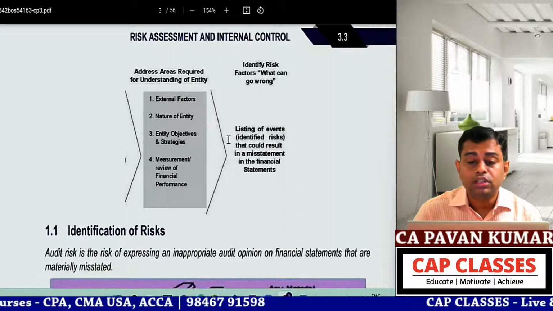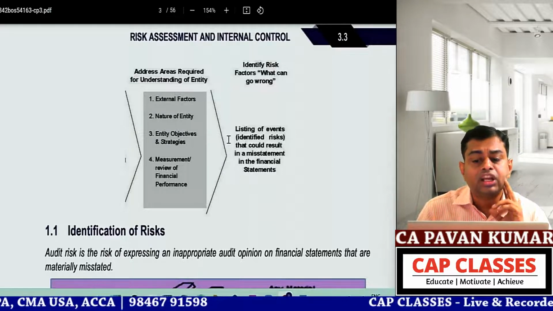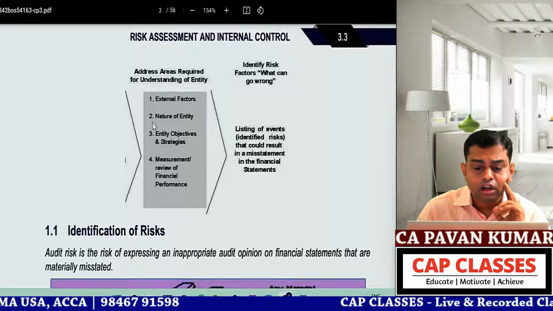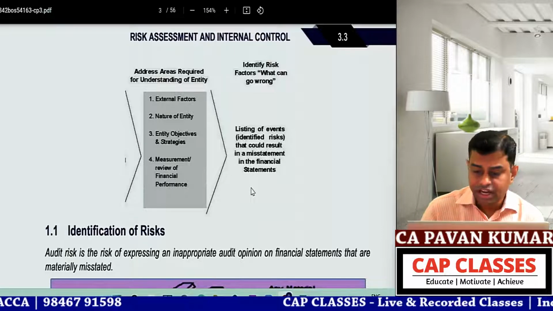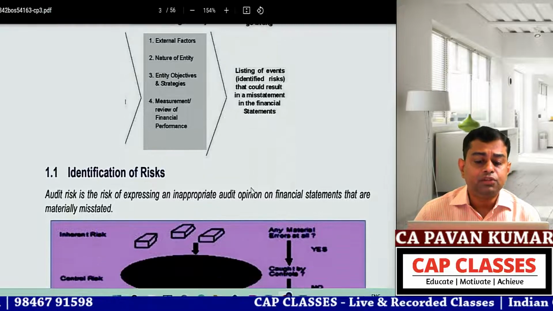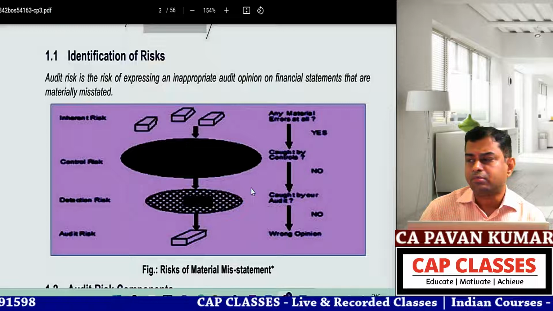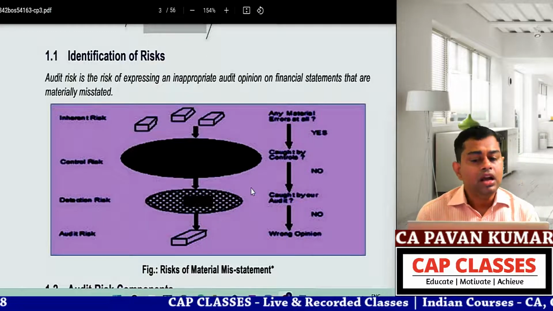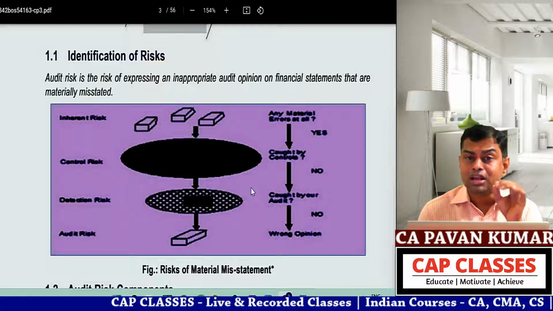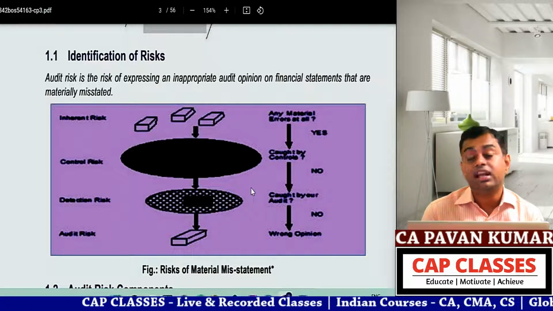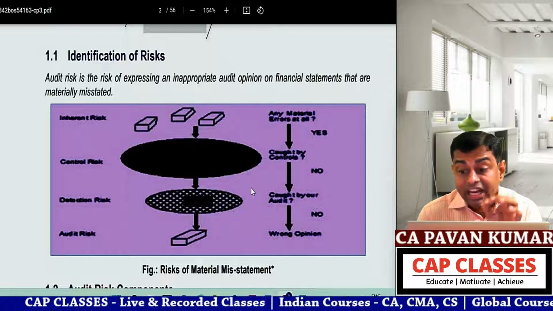Okay, so they have given risk factors, identify risk factors, what can go wrong. So they have given one small diagram. Just read that. External factors, nature of entity, entity's objectives, strategies, blah, blah, blah. Now this is very important area. Put a star mark. Very, very, very important area. And one of the most meaningful diagrams given in ICA book. One of the most meaningful diagrams.